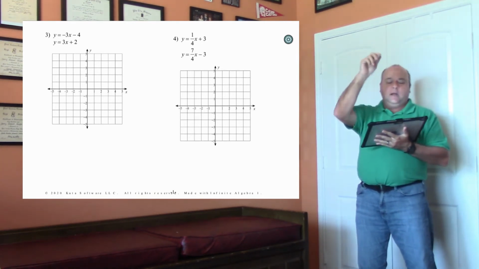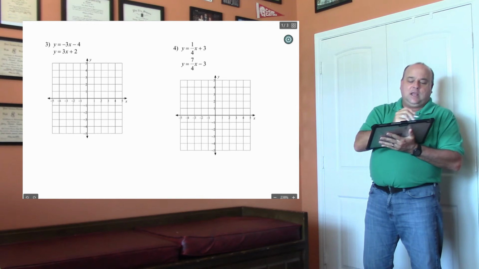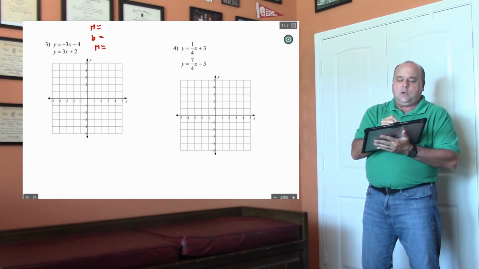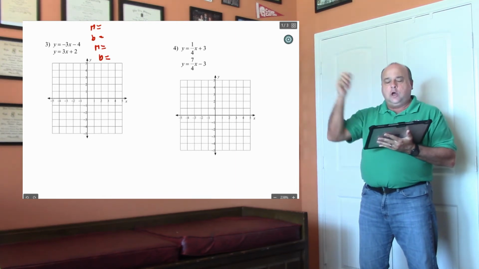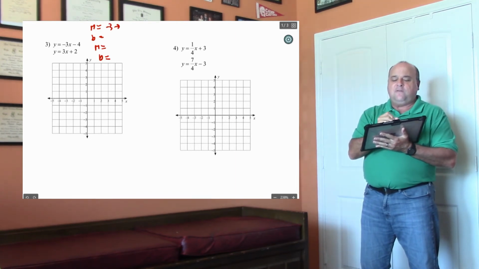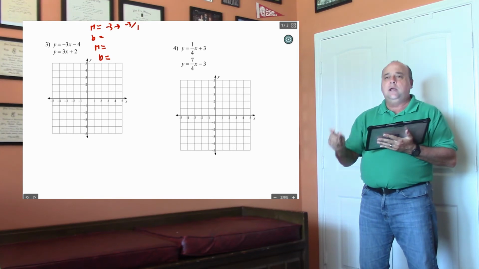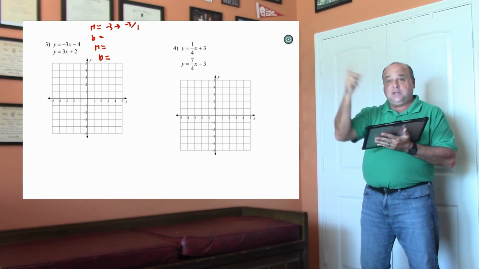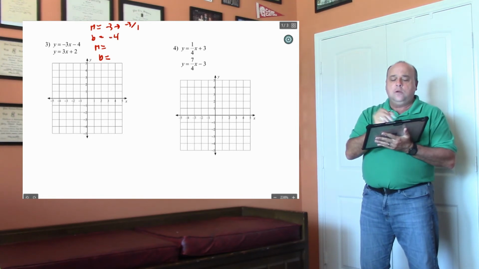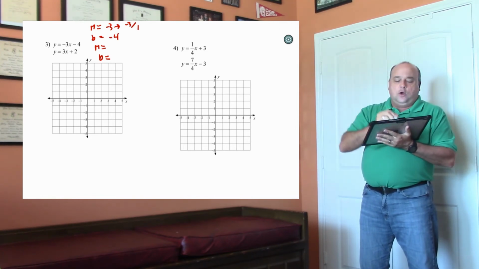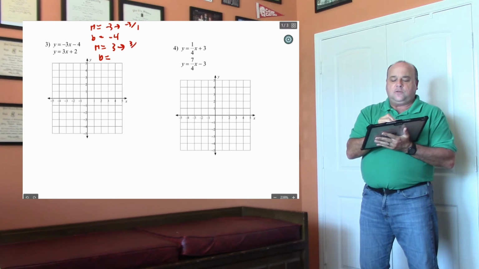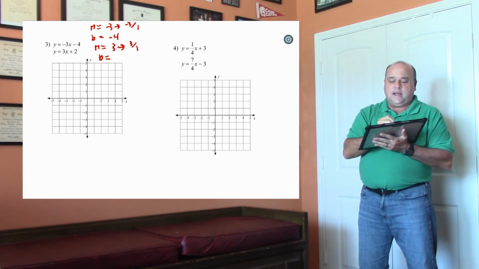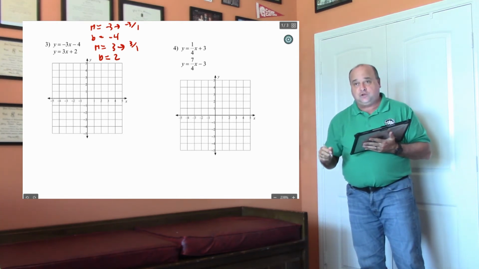So on number 3, remember, we're going to write down m equal, b equal twice. So m equal, b equal, m equal, b equal. Our first slope is -3. To make that a fraction, we're going to put -3 over 1, which means we're going to go down 3, right 1. The y-intercept, or the starting amount, is -4. The next slope is 3, which you would turn into 3 over 1, right? So we would go up 3, right 1, wouldn't we? And our starting amount is 2, or our y-intercept is 2.